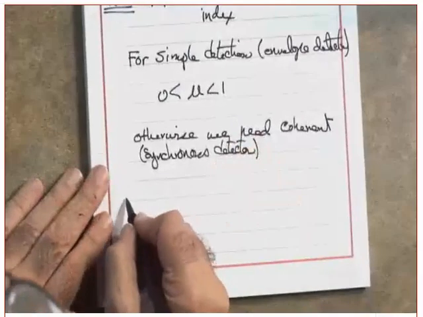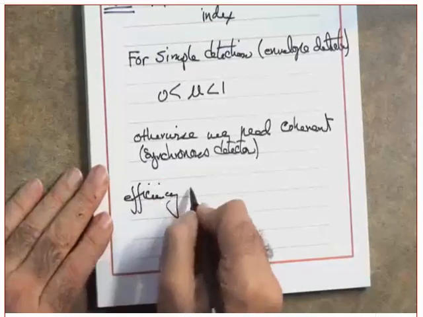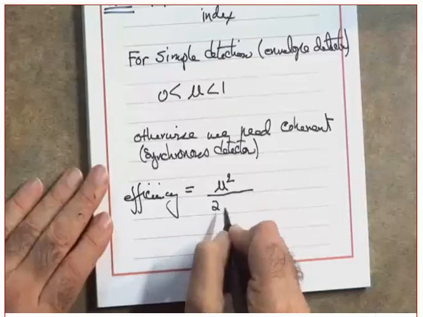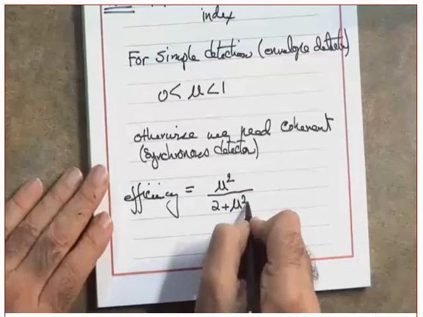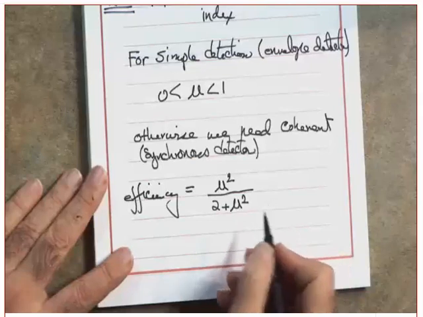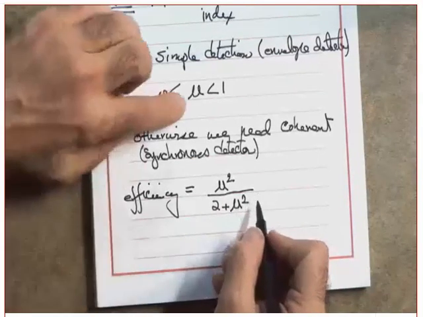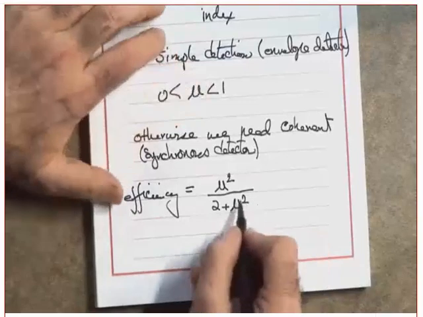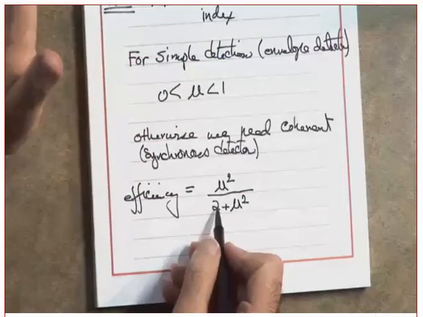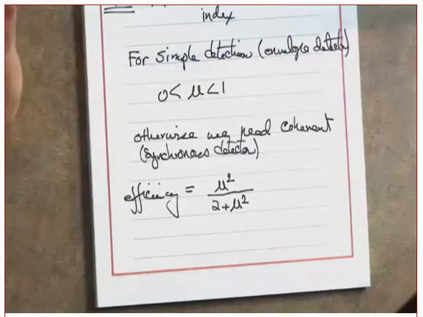Okay. We also derived this last time. What was the efficiency? The efficiency was mu squared over 2 plus mu squared. Now, remember, if mu is less than 1 and you want to use an envelope detector, the best efficiency is 1/3. So the maximum efficiency is 1/3. Now, what does that mean?